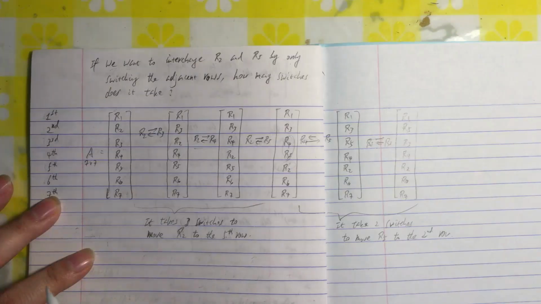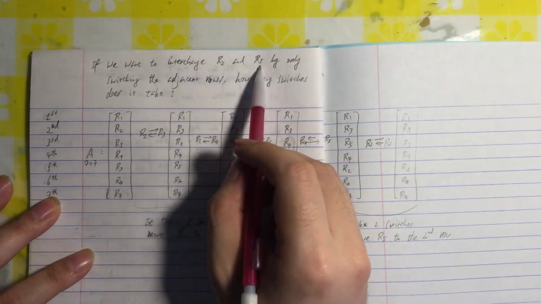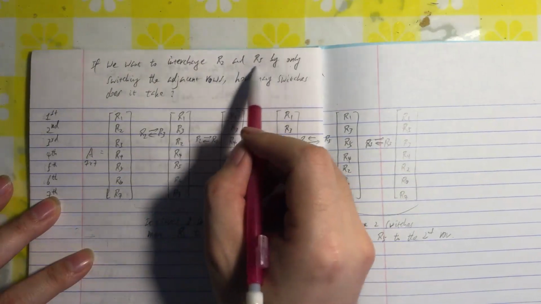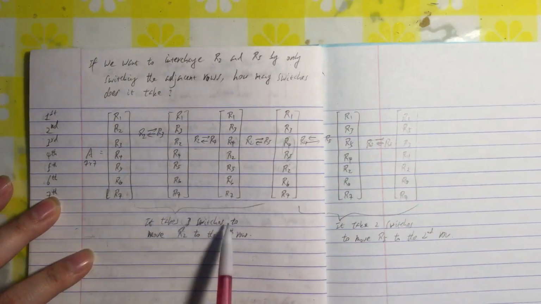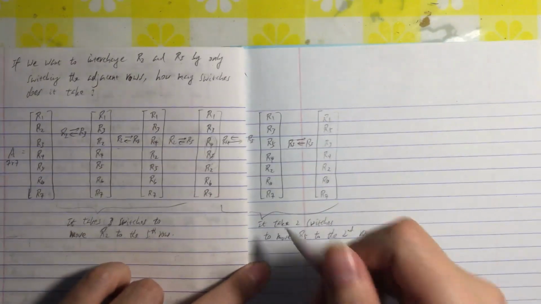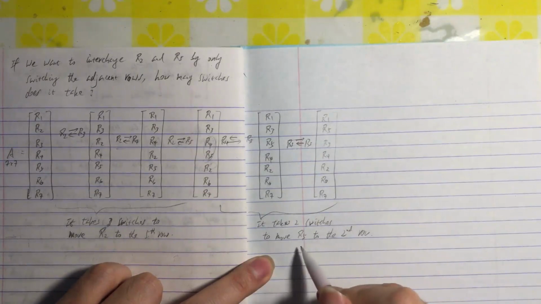Here you can see that if we want to interchange row 2 and row 5, the difference between 2 and 5 is 3. It takes 3 switches to move row 2 to the 5th row, and then it takes 2 switches to move row 5 to the 2nd row.